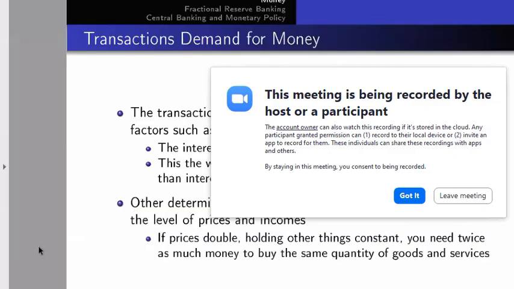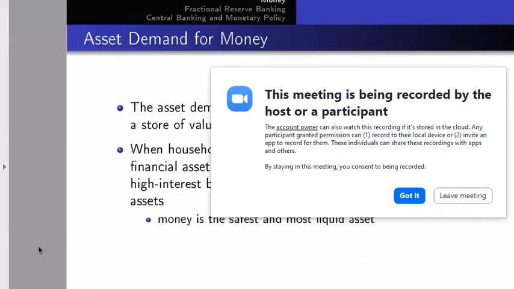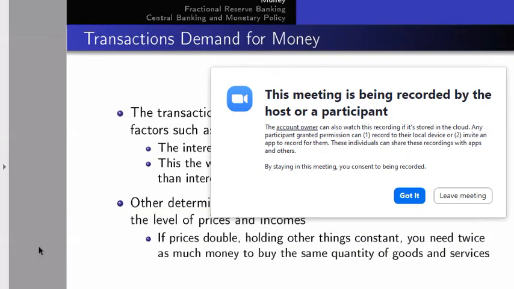And there are some other determinants of transactional demand for money, such as prices and income. Income we know already. If your income is high, your demand for money may be high. So if prices double, holding all other things constant, you need twice as much money to buy the same quantities of goods and services. So those are the determinants of the transactional demand for money. It can depend on interest rate, it can depend on prices, it can depend on income.